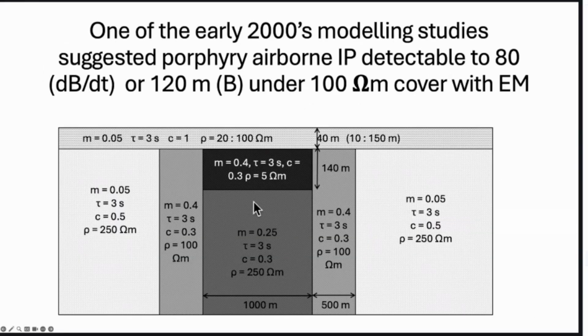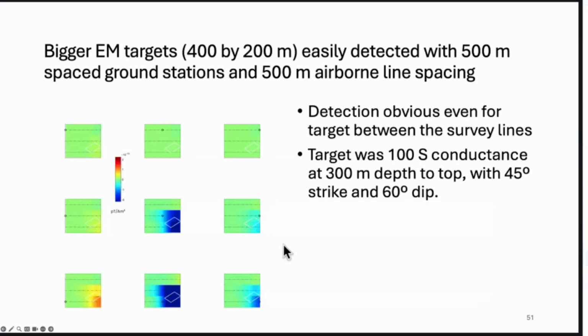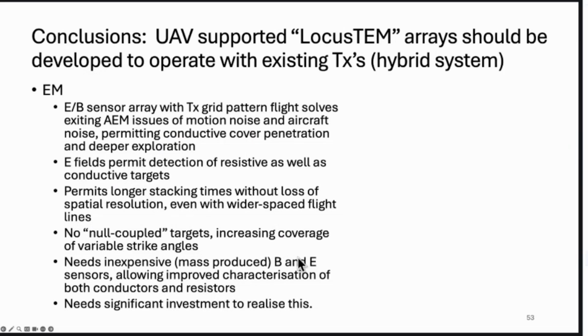So your typical porphyry target, for example, is something like 1 kilometer across with 500-meter alteration surrounding. Porphyries might be a sort of ideal target. I called these locust-TEM because this array of sensors is a bit like a plague of locusts that collect everything. I'm suggesting they should be developed to operate with existing airborne transmitters.